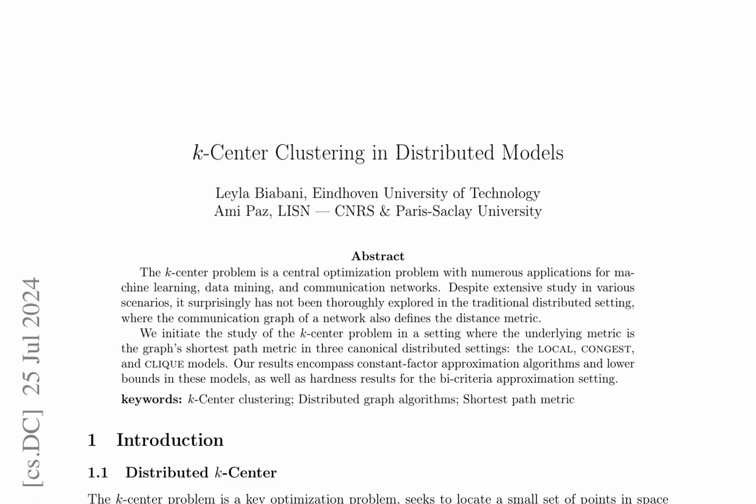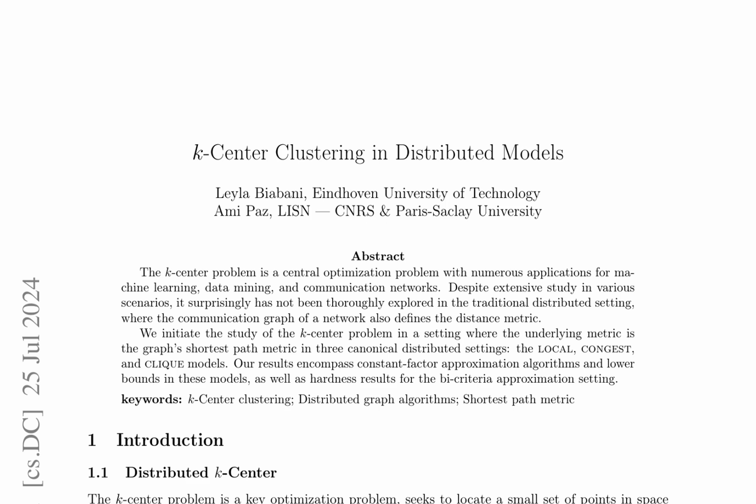The K-center problem, a fundamental optimization problem in machine learning, data mining, and communication networks, involves locating a small set of points in space that minimize the maximal distance from them to any other point. While extensively studied in centralized and parallel settings, this problem has not been thoroughly explored in traditional distributed settings, where the communication graph of a network defines the distance metric.